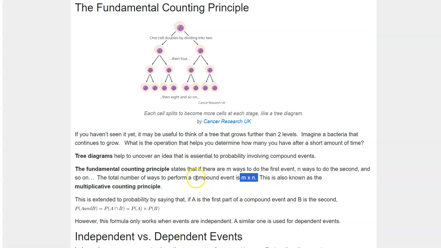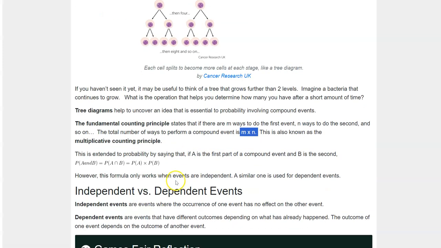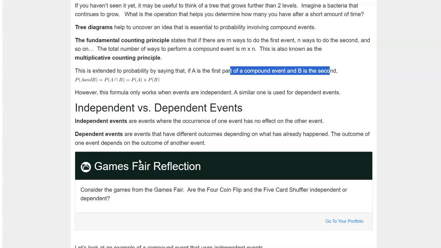If you want to know the probability of 2 events happening, the probability of A and B happening, so these are compound events, what you do is you multiply the probability of A times the probability of B. So we'll get to that as we move forward.